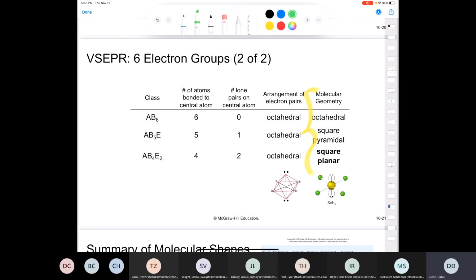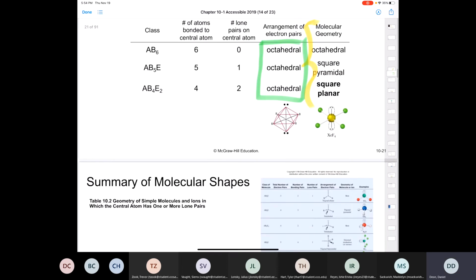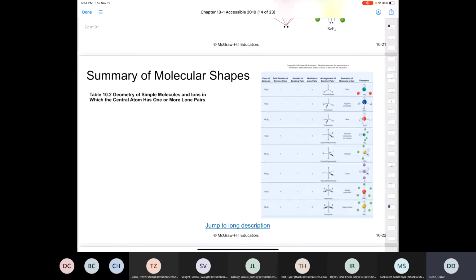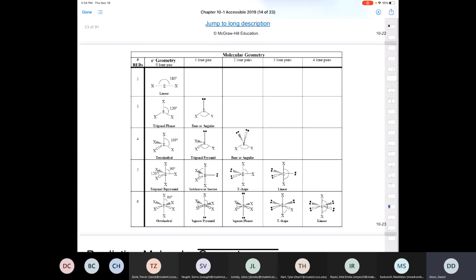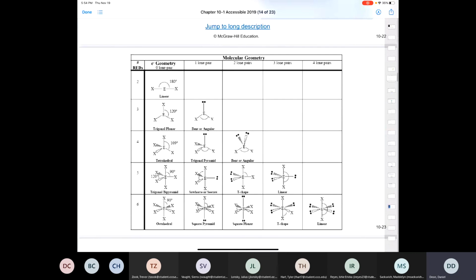But look at the electron geometry. All identical, all octahedral. Here you go. If you want a summary of everything that we've learned, it's on here. It's pretty hard to see, so I have another one here. I'm going to post this to D2L so that you can have this. This is something that was put together by a colleague of mine.